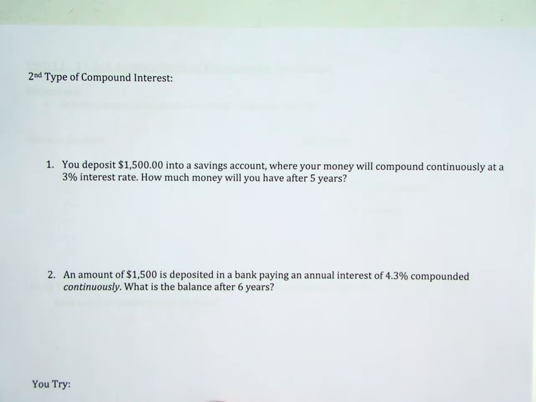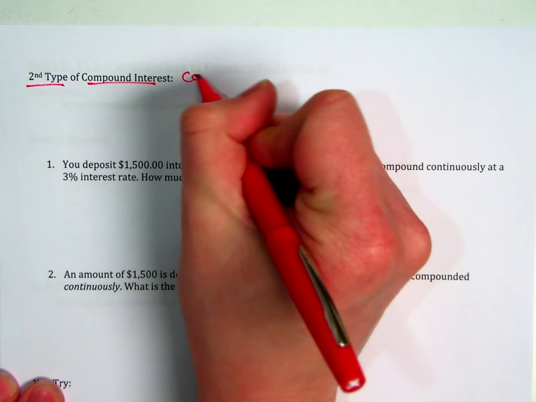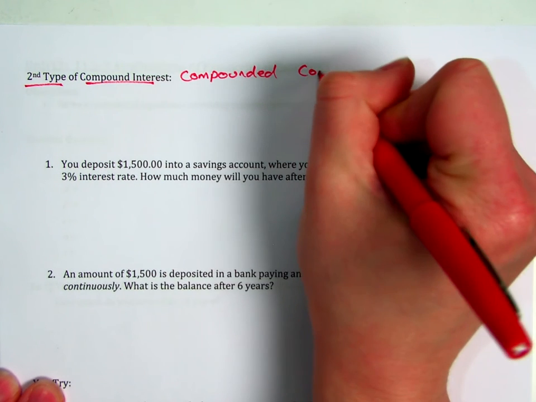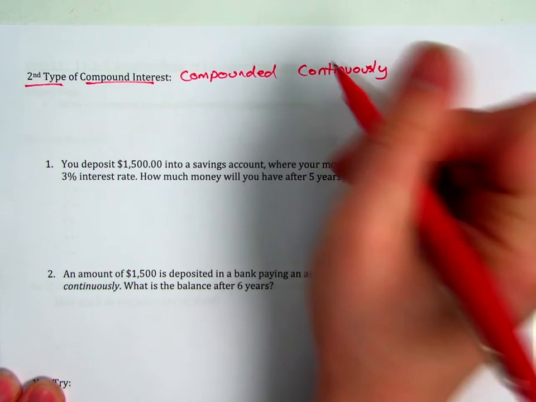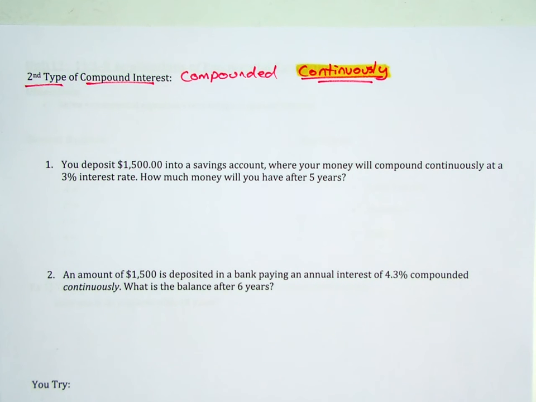All right, so in the first video, we talked about interest that was compounded at set amounts of time, so monthly, yearly, whatever it happens to be. But on this second part, there's a second type of compound interest formula, and that is compounded continuously. And that "continuously" is going to be important because it's basically the key word that tells you that you're using a different formula.